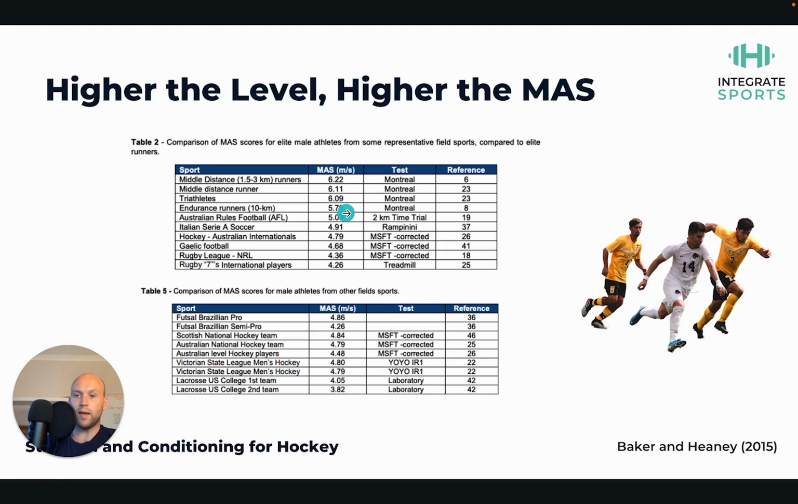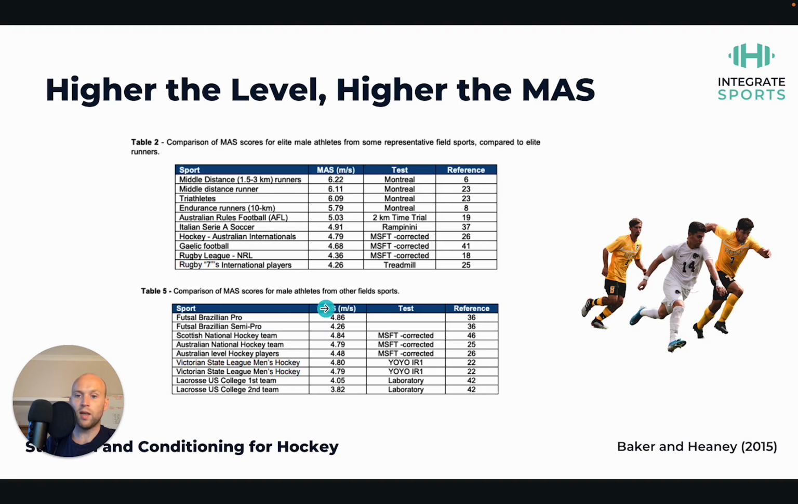And then as you went down the list, we had endurance runners and triathletes, and then we got into Aussie rules, Serie A soccer in Italy, hockey internationals here, Gaelic football and rugby, and so they ranked them here. As you can see, hockey came out pretty high overall, around the 4.8 for hockey Australian internationals.